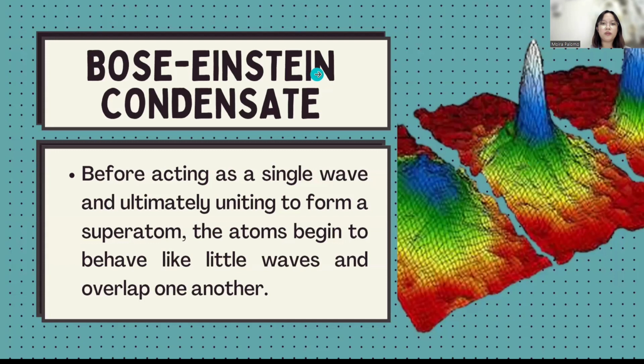So moving on to the Bose-Einstein condensate. As I recall, it was not really mentioned when I was in high school, so I'm hoping that this may be new knowledge for those who are watching right now. Before acting as a single wave and ultimately uniting to form a superatom, the atoms begin to behave like little waves and overlap one another here in the Bose-Einstein condensate. This is the fifth state of matter I will be discussing now.